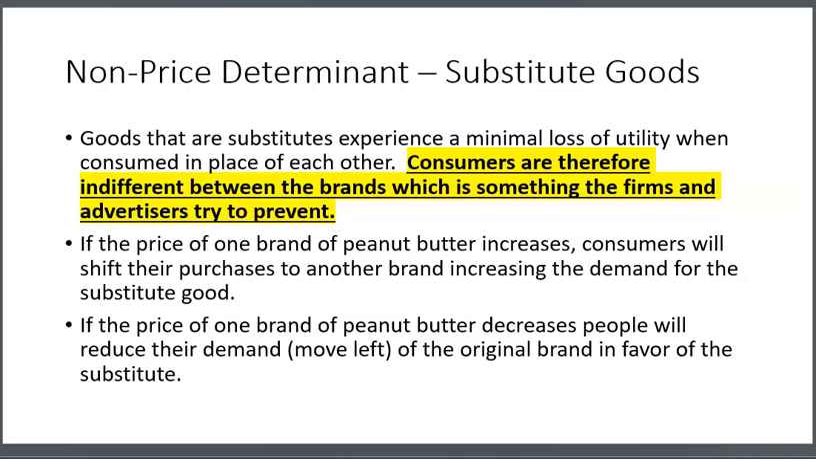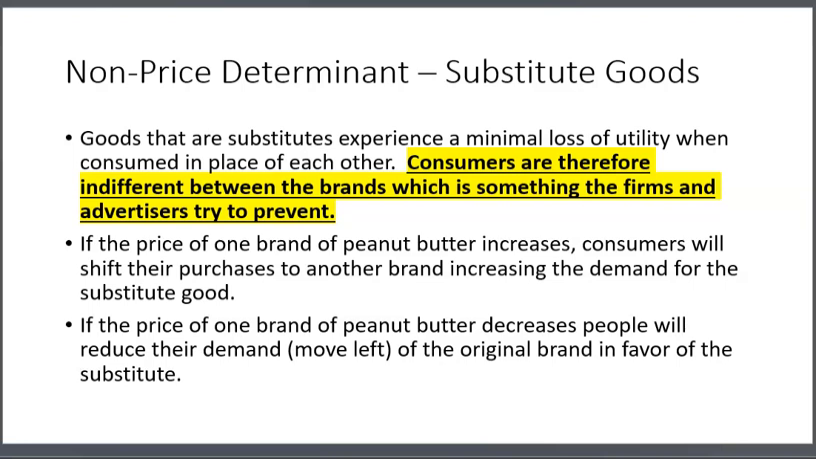Now, what do we mean? Well, let's take an example. Let's say that the price of Jif peanut butter goes up by $2. Consumers may shift their purchase to Skippy, which would mean that the Skippy demand curve would move to the right as consumers shift their preferences. Okay?